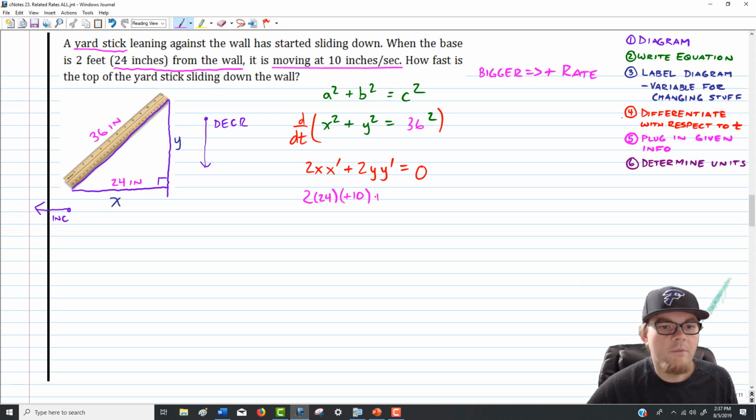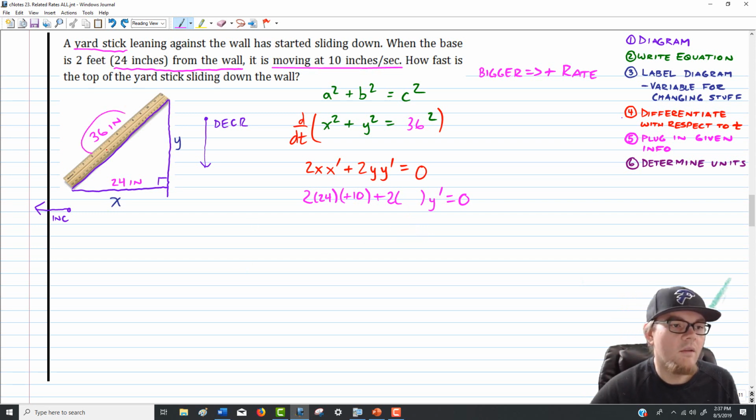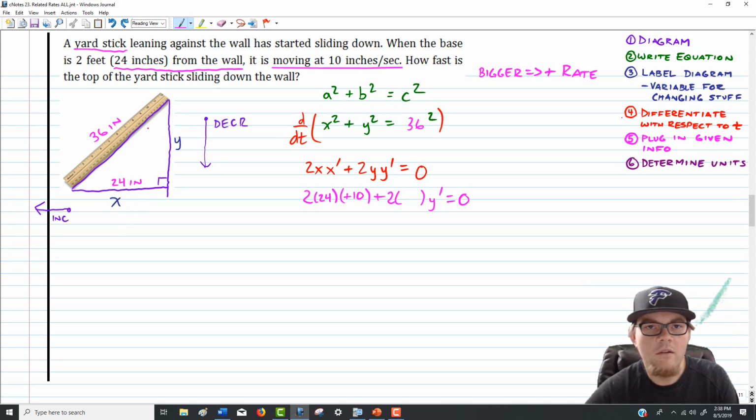Now with that said, the next part is we're supposed to plug in y values. And we want to figure out the rate for y prime. So we know it's going to be 2 times something times y prime equal to 0. But the question is, how in the heck do we figure out what y itself is? We don't have that information. And the answer is it's not that bad. Basically, we have the Pythagorean theorem for us to work with. We just have two sides of that right triangle, so to find the third one, we just need the Pythagorean theorem itself. So basically, 24 squared plus y squared is going to be equal to 36 squared. Moving this around, we're going to get that y squared is equal to 36 squared minus 24 squared.